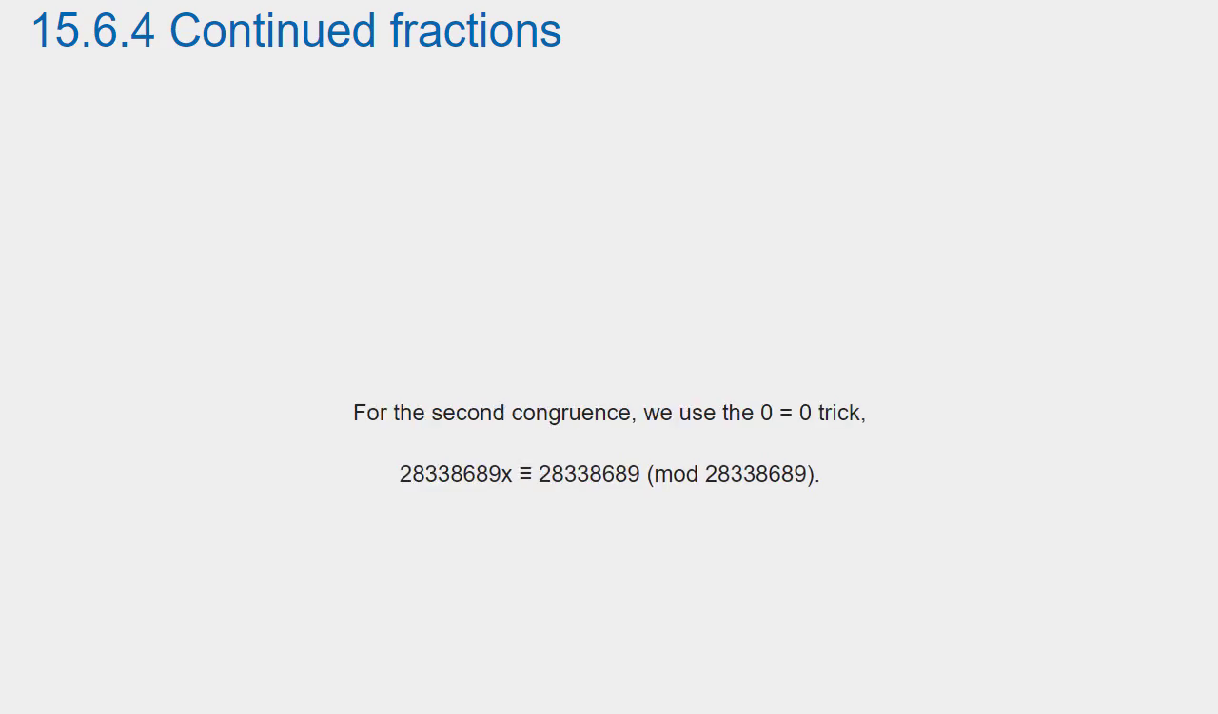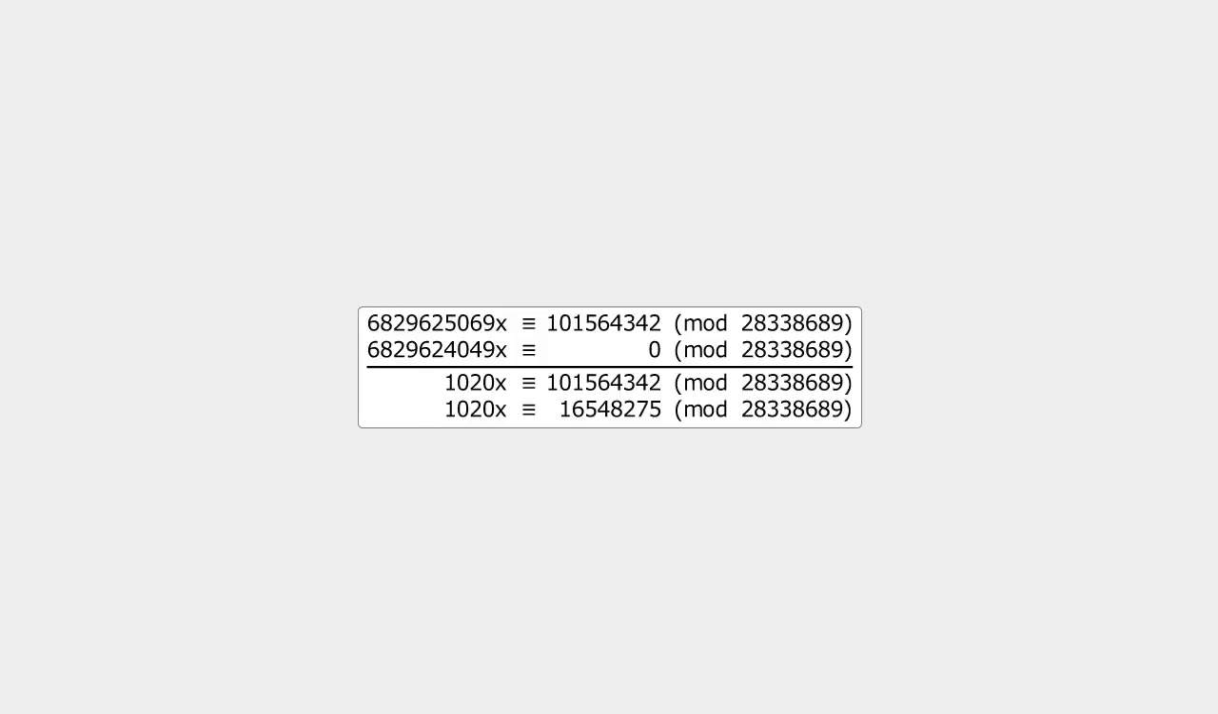For the second congruence, we use the 0 equals 0 trick. Here, 6114257 over 283388689 is. A good rule of thumb to get a close approximation is to stop just before a large denominator, in this case 24. Truncating the continued fraction before 24 gives, which works out to 241 over 1117.